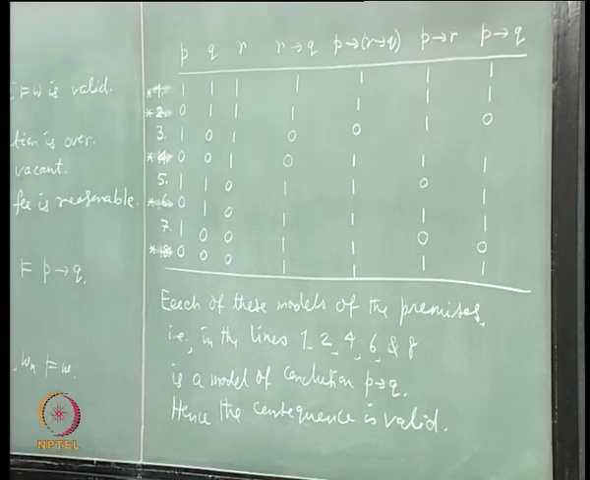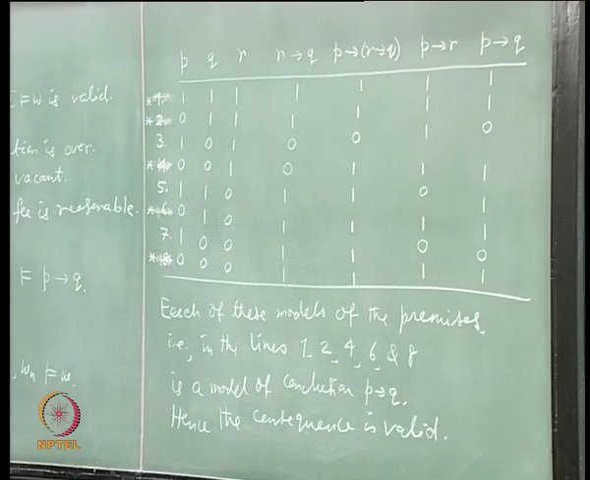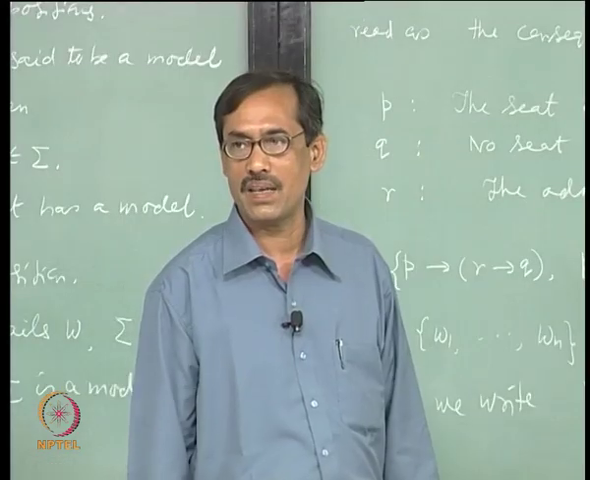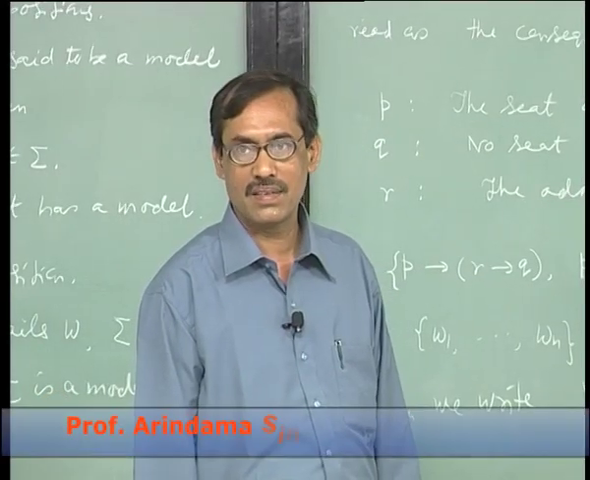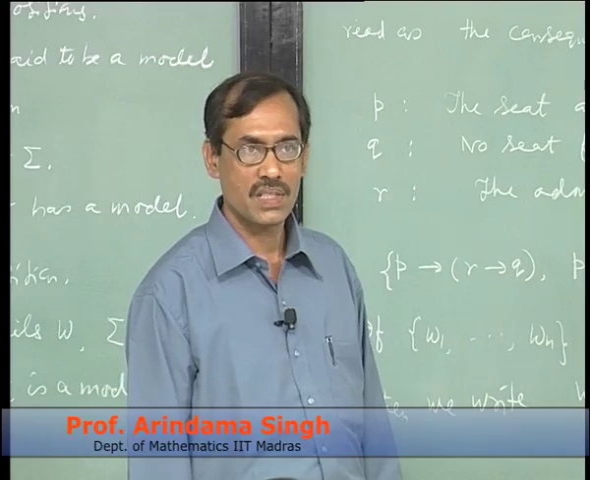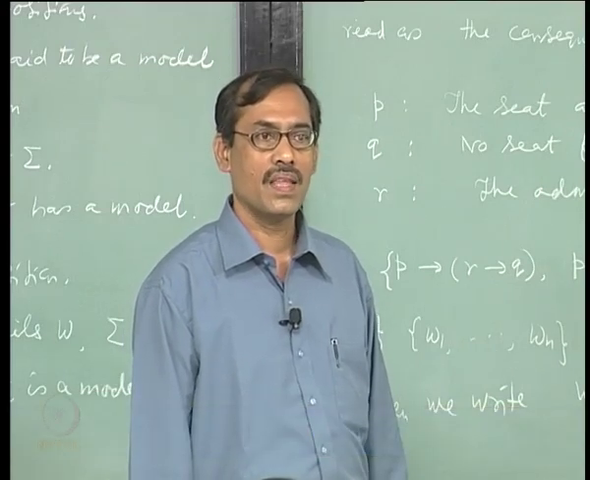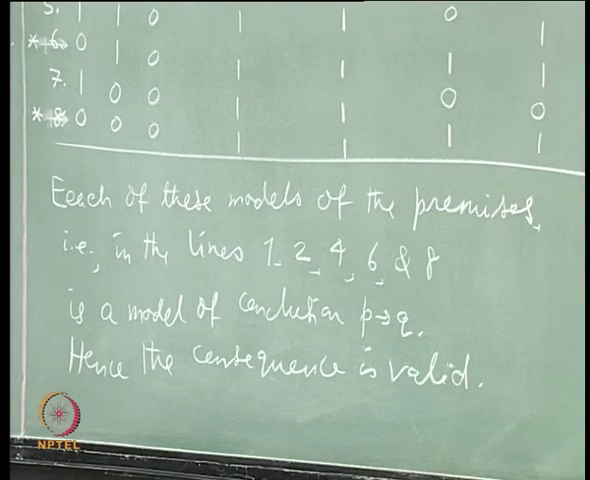Is it clear? Now, we can look at it in a different way. Instead of looking at all the models of the premises, we can try to see where the conclusion is falsified. In all those cases, the interpretation must falsify at least one of the premises. If that is correct, then also sigma entails W.